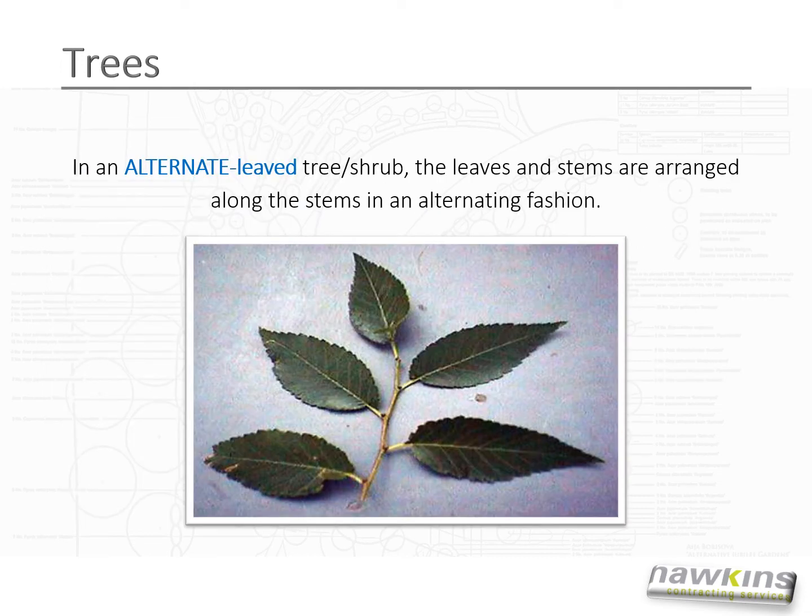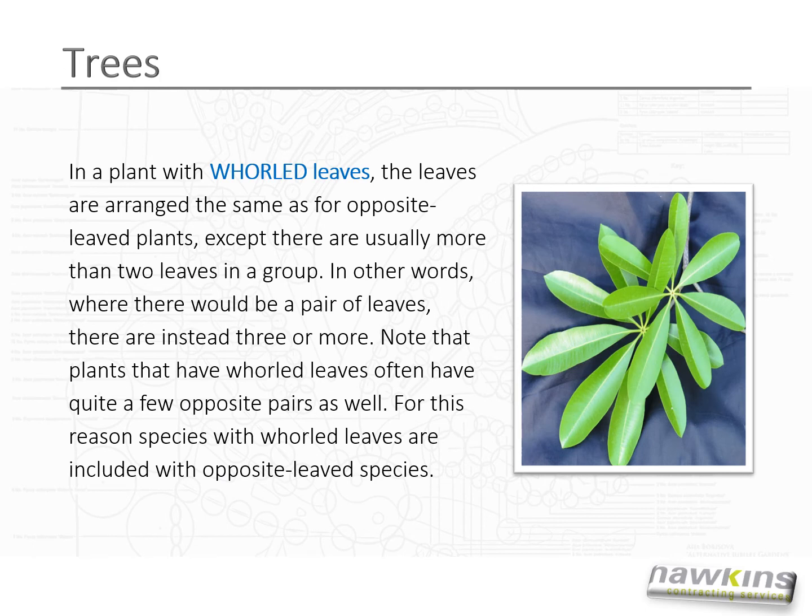In an alternate-leaved tree or shrub, the leaves and stems are arranged along the stems in an alternating fashion. In a plant with whorled leaves, the leaves are arranged the same as for opposite-leaved plants, except that there are usually more than two leaves in a group. In other words, where there would be a pair of leaves, there are instead three or more. Note that plants that have whorled leaves often have quite a few opposite pairs as well. For this reason, species with whorled leaves are included with opposite-leaved species.